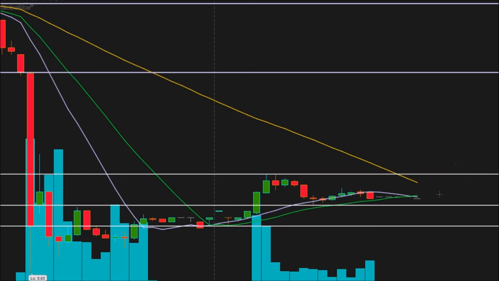Let's see if this thing runs. If it doesn't, there's still a chance it might the rest of the week, but it really should run tomorrow if it has any chance of gapping up in the near future.